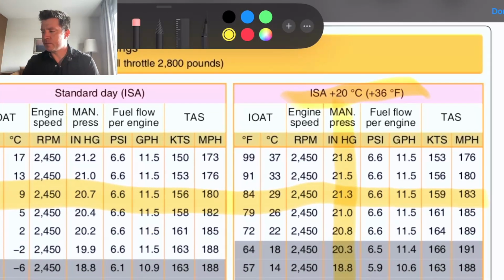Our next step, the manifold pressure that was given was 21.3, and that gives us 11.5 gallons per hour with a true airspeed of 159 knots. Now, write all that information down.